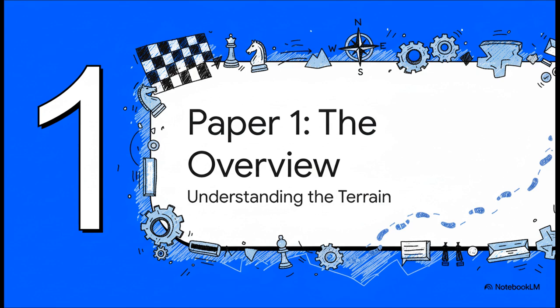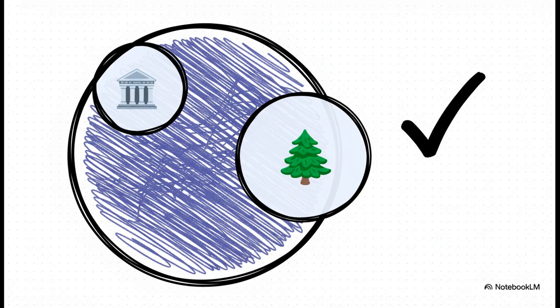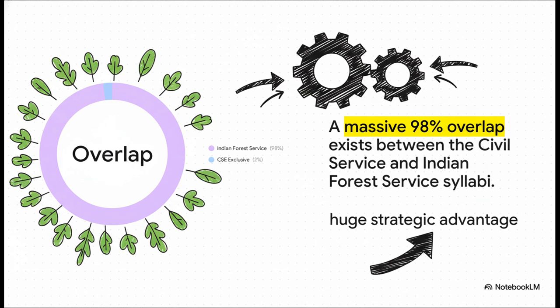Okay, before we dive into all the nitty-gritty details, we need to understand the nature of the paper itself. Think of it this way. Knowing the rules of the game is always the first step to winning it, right? Here's a major strategic advantage for you right from the get-go. If you're preparing for the civil service exam, you are simultaneously covering almost the entire syllabus for the Indian Forest Service exam. The CSE syllabus is just a tiny bit larger, which means your preparation for it automatically gets you ready for the IFS with pretty much no extra work needed for paper 1. And I mean, the overlap is massive, a full 98%.